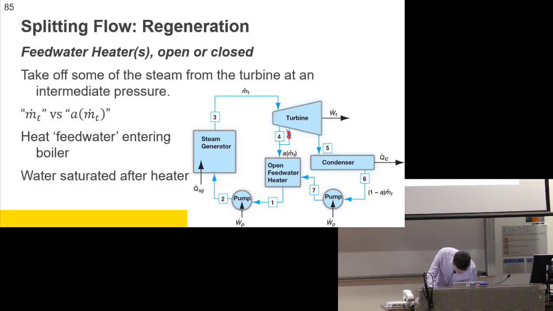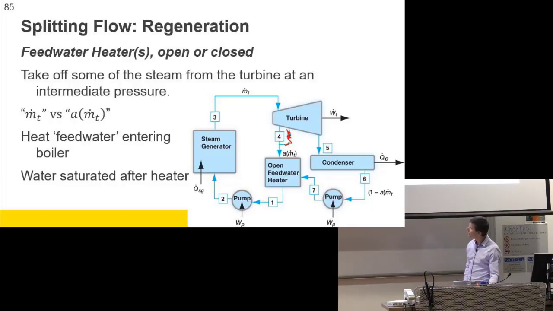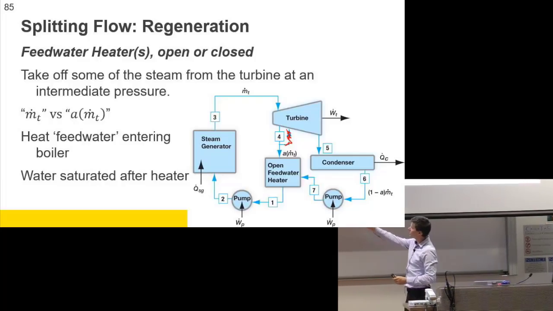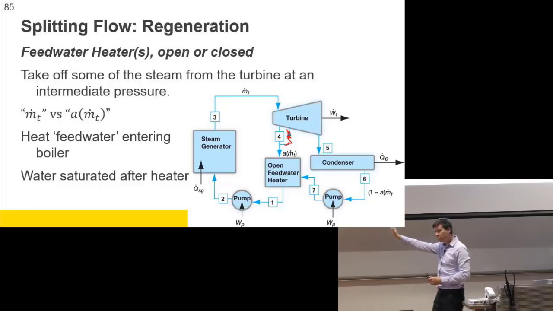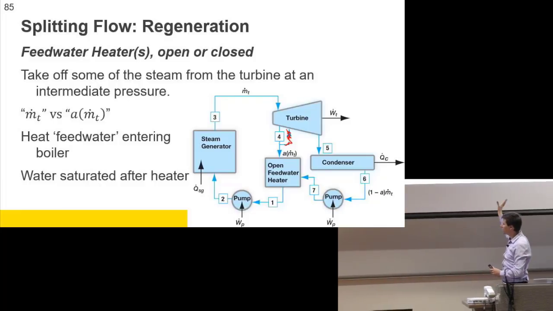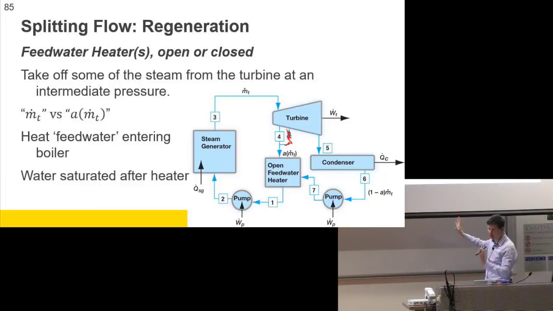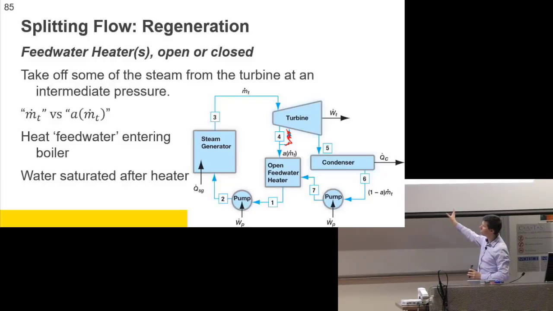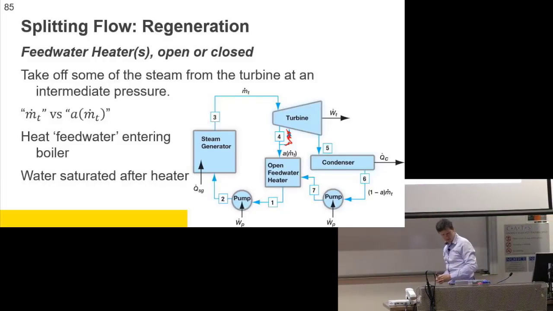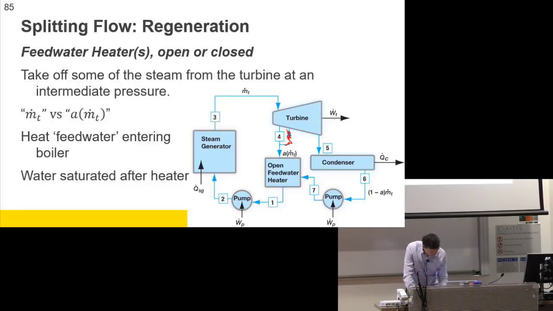All right, so we've taken off some feed at a lower pressure, and then we've taken the rest of the fluid down to the pressure of state 5, so down to the condenser pressure, 10 kilopascals is what we've been talking about. Out of our condenser, then, we've come into a pump. Well, that's what you'd expect.